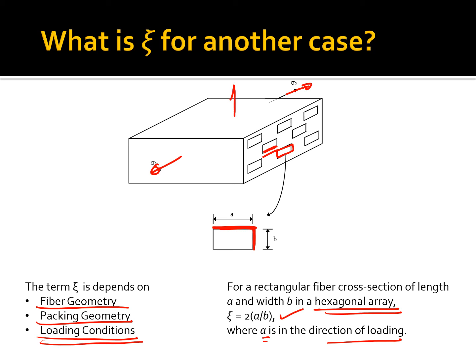Now, if I was applying a load like this, to apply sigma 3 so as to find E3, then in that particular case my A and B will get interchanged, because the loading is in the direction of B. So A and B will get interchanged in that case. So that's what we mean by saying that xi is dependent on fiber geometry, packing geometry, and loading conditions.